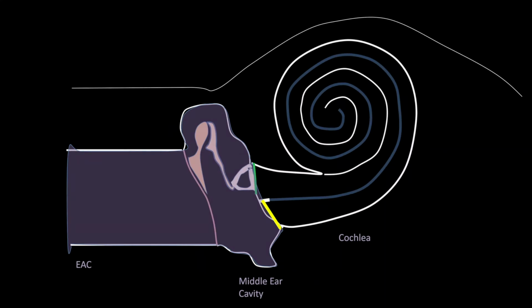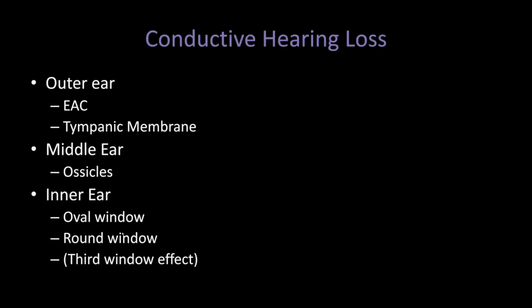Conductive hearing loss, as you all know, occurs when sound waves can't be transmitted between the outer ear and the cochlear hair cells. So any mass occluding the external auditory canal, a perforated tympanic membrane, ossicular abnormalities, including erosions or dislocation, or any soft tissue in the middle ear cavity that impedes the movement of the ossicles or impedes the movement of the oval window or round window can all cause conductive hearing loss.